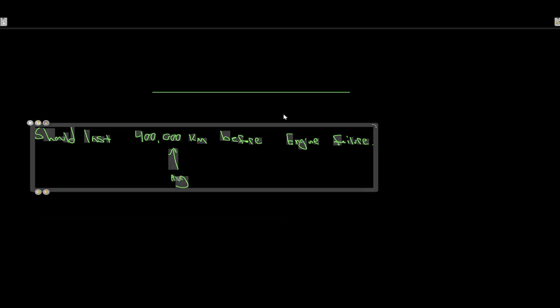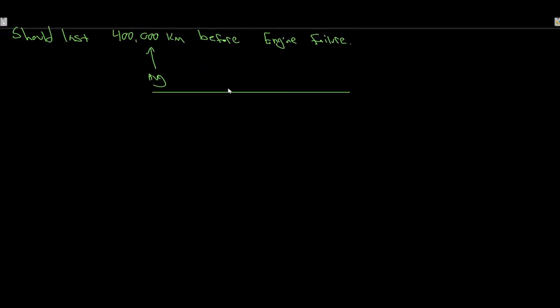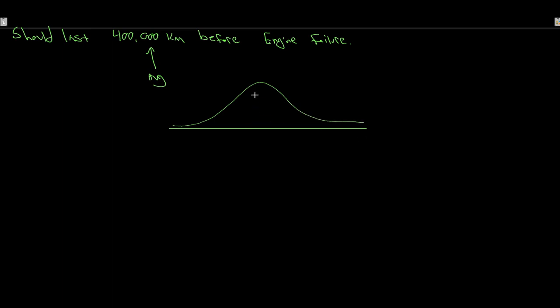So here, let's just make some room. Let's move that up here. Okay, so if that's the case, what we can say is that we have some value here centered around 400,000. Let's suppose that we know, on average, 400K before engine failure. And let's suppose that we know with a standard deviation of 25,000 kilometers.